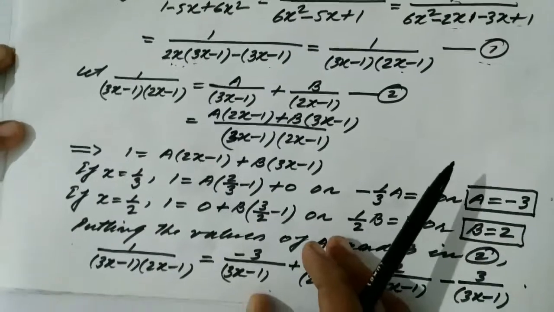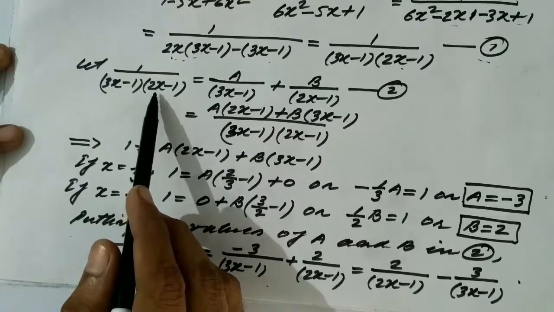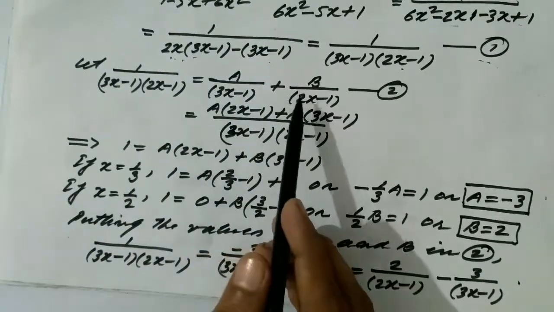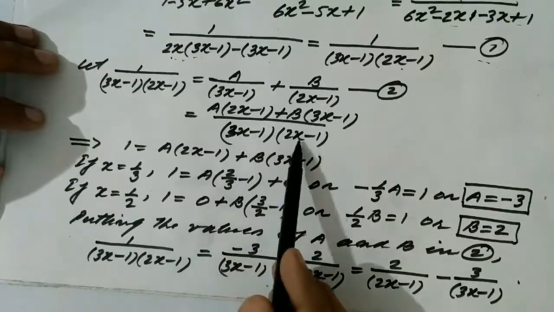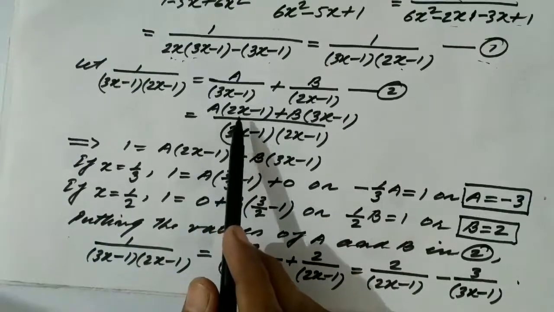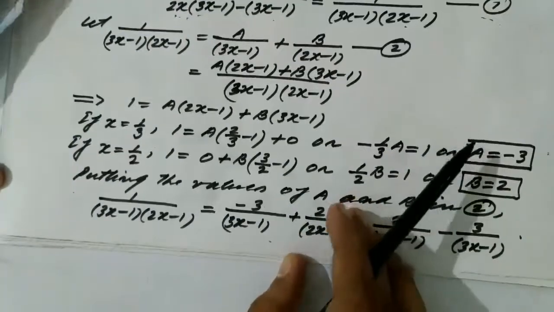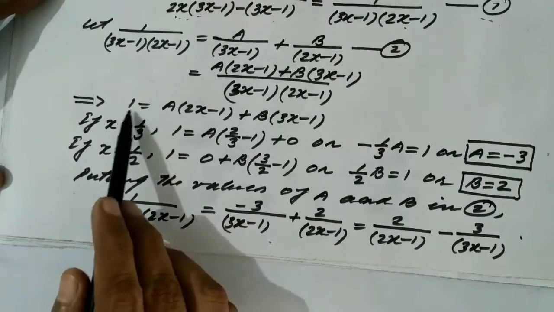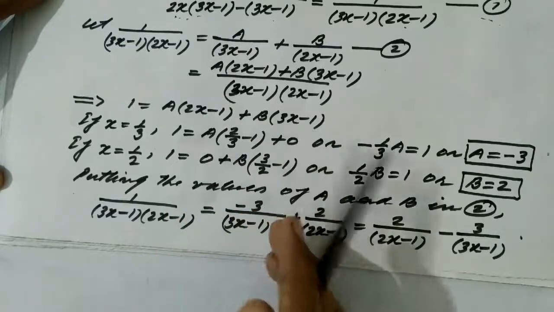Now we use partial fraction, so we assume 1 upon 3x minus 1, 2x minus 1 is equal to A upon 3x minus 1 plus B upon 2x minus 1. So taking LCM, 3x minus 1, 2x minus 1 in the numerator, we have A into 2x minus 1 plus B into 3x minus 1. Comparing the numerators on both sides, we have 1 is equal to A into 2x minus 1 plus B into 3x minus 1.